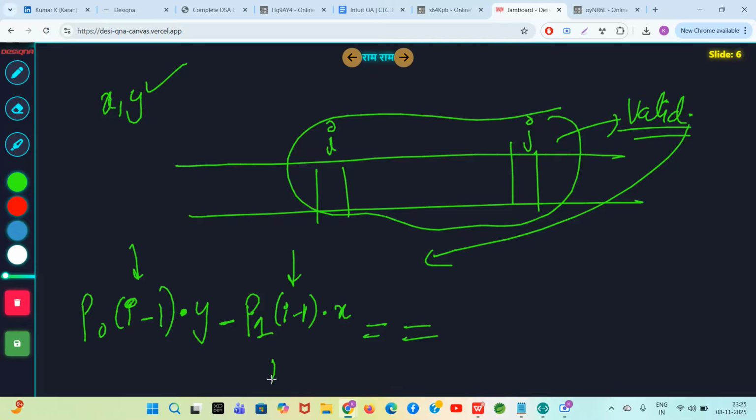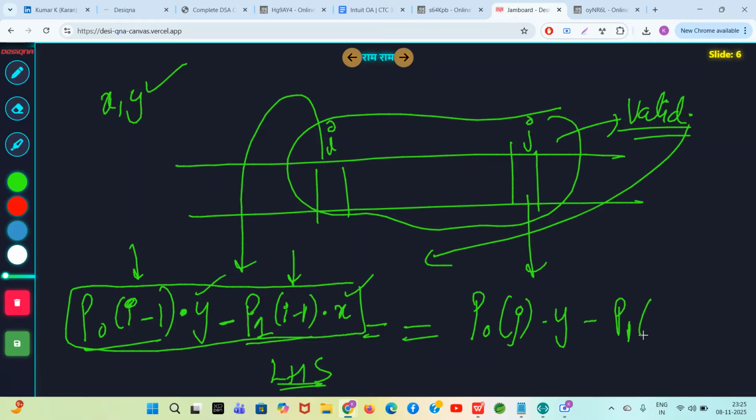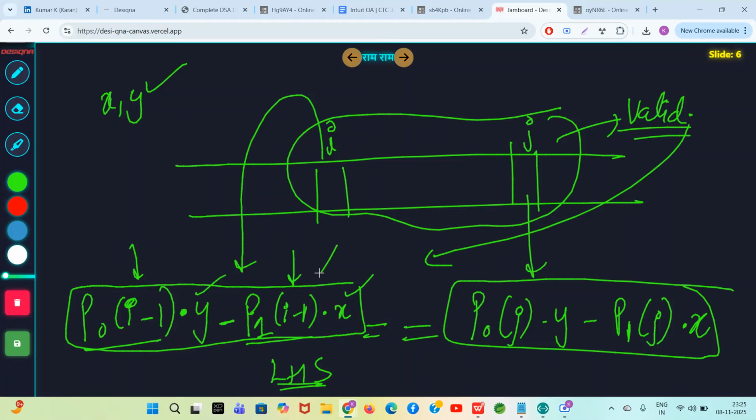If at index I you have to calculate this left hand side, you can easily calculate it now. X is known to you, y is known to you, and P0 I minus 1 is also known. You have done the pre-calculation now. You calculated the P0 array, you calculated the P1 array, so calculate this LHS. If this LHS is equal to RHS, what is RHS? P0 j into y minus P1 j into x. If this left hand side is equal to this right hand side, guys, then done, problem is solved.